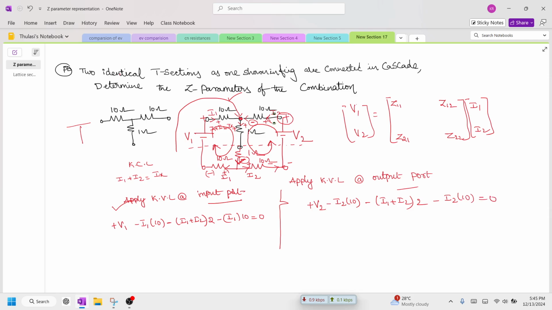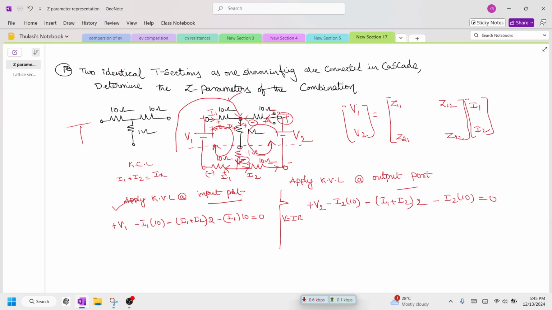So here that's very simple, plus V2 minus I2 into... we have to express in the form of V equal to IR form, all are voltages. So current into resistor. So current is I1 plus I2 into 2 and I2 into 10 ohm. Now let's try to write down in the standard format.